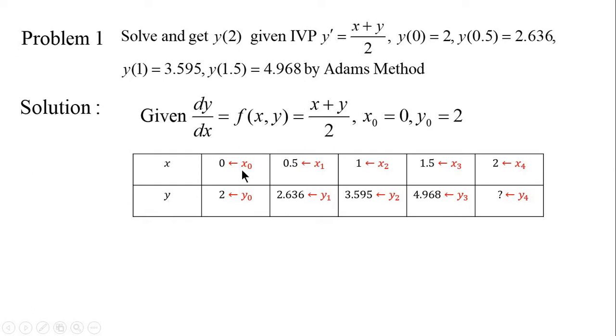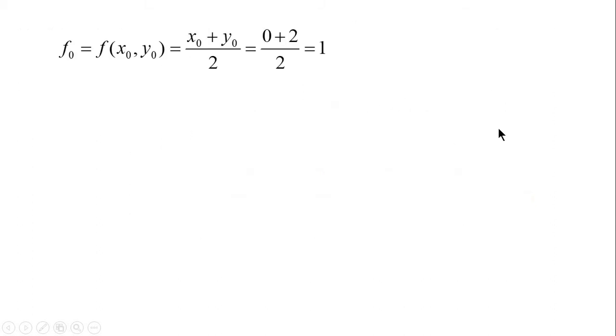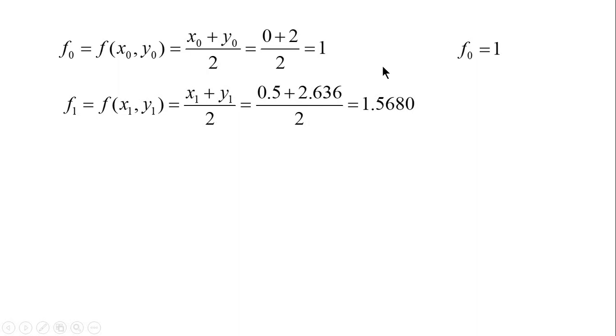Now from the table, let us see the differences of x. It is 0, 0.5, 1, 1.5, 2. So here h is 0.5. Now using this table, let us find the values of f0, f1, f2, f3. What is f of x, y? It is x plus y by 2. Now f0 is nothing but put the values of x0, y0 in our function, x0 plus y0 by 2, so we get f0. Similarly find f1, f2, f3.